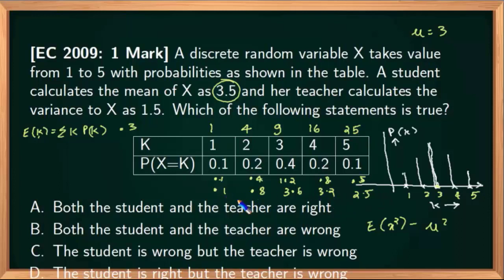When I add these things, this is 4.5, and 4.5 plus 2.5 I'll be getting 7, and 7 plus 3.2 is 10.2. So my expected value of the square of the random variable is 10.2, minus mean square, which must be 9. Mean is 3, square of that is 9, which means that my variance is 1.2. So the teacher also got a wrong answer. So the thing is that both the student and the teacher are wrong.